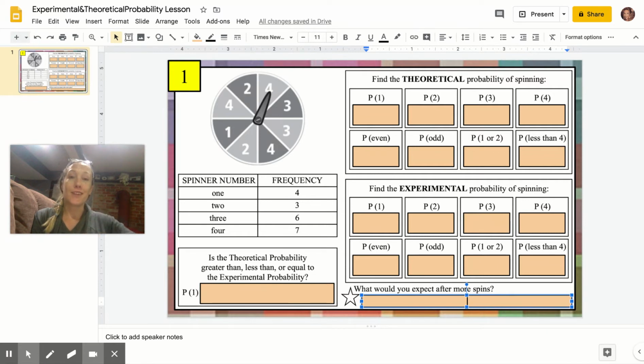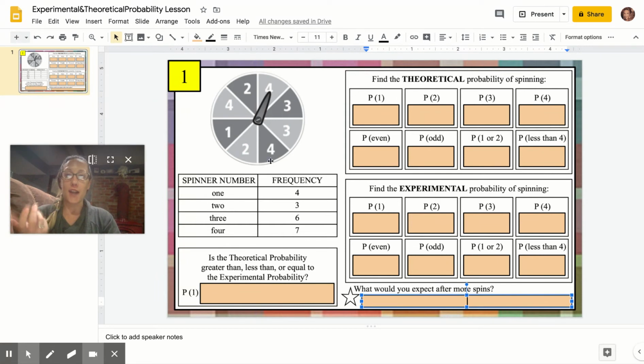But when I do it, that's an experiment, right? If I actually sit there like I have no life and flip a coin 20 times, that's an experiment. So we're going to look at the difference between those two today. So you've got here a spinner.